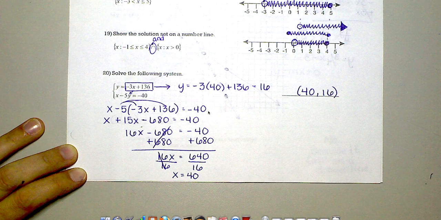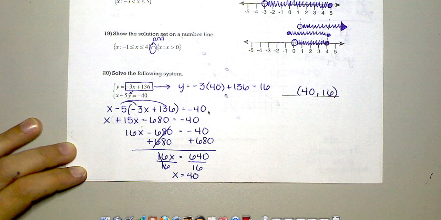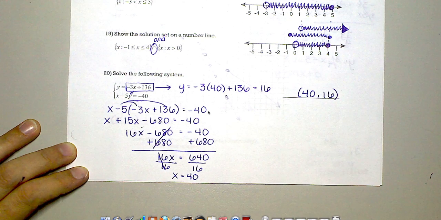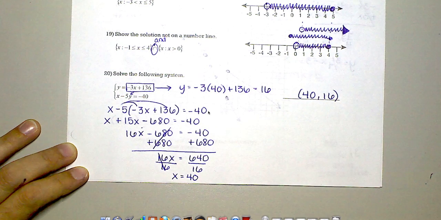Okay, that's it for Chapter 5. This is all the stuff that you will see on your chapter test, which is this week, Tuesday. So if you do have questions on this stuff, we will go over it in class on Monday.